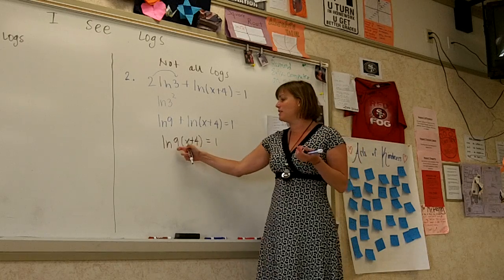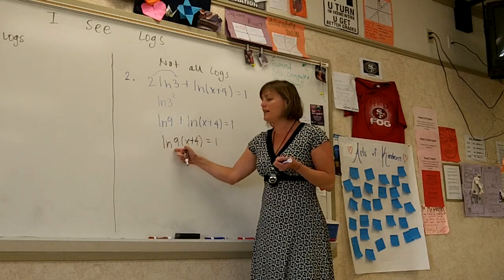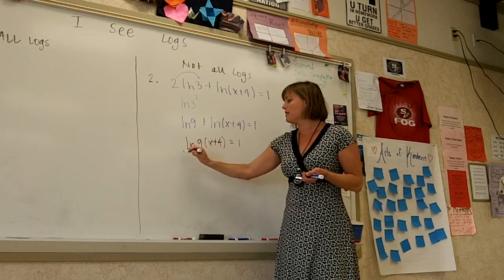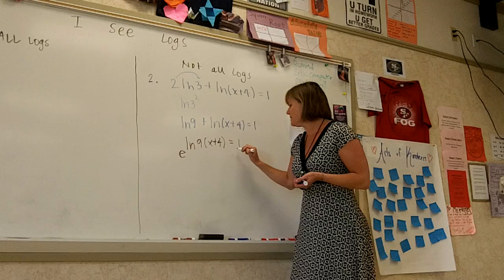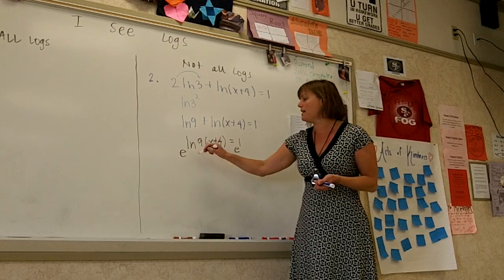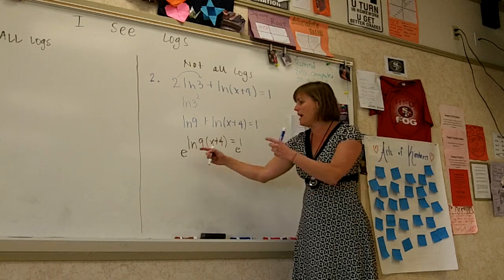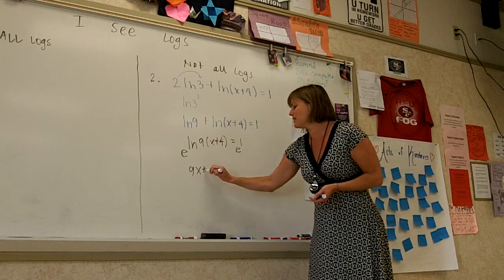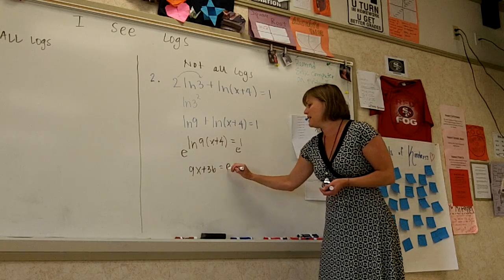So the base that I want to change to is, what is this base? Well, this is base e, because it's natural log. So I'm just going to change the base. And then the properties of logs that we learned last week, these are just going to cancel each other out because they're inverses. So this whole thing just becomes 9x plus 36 is equal to e.